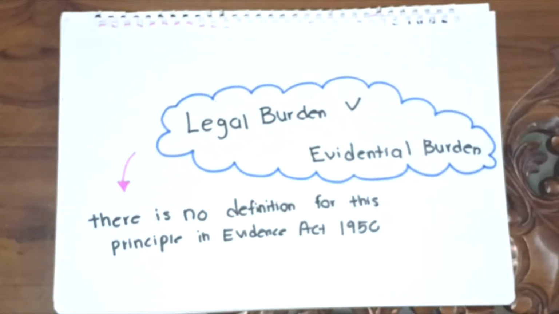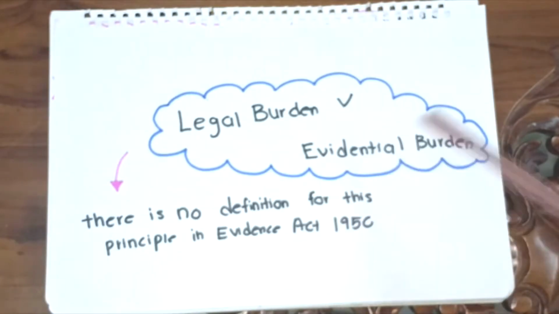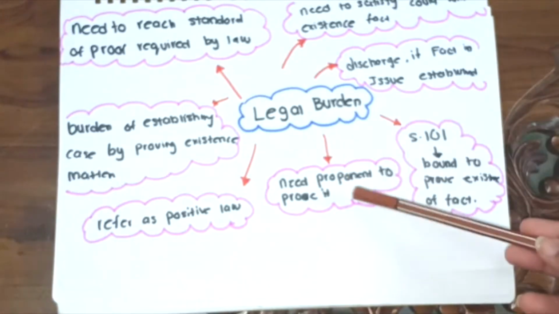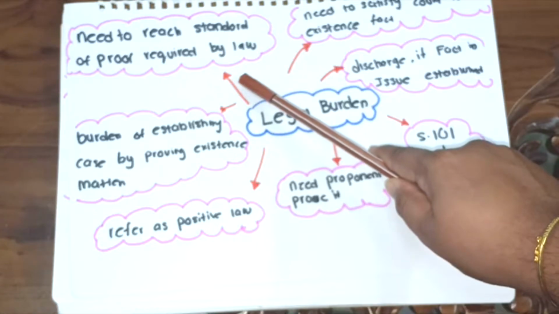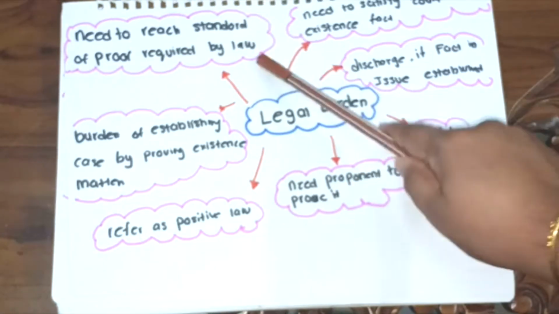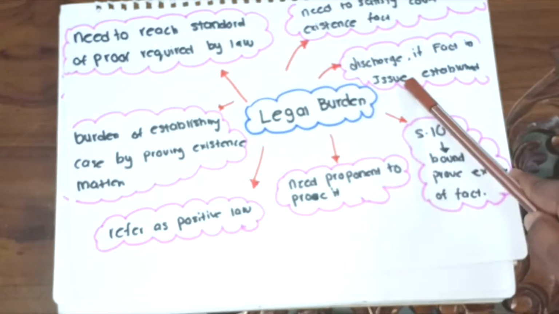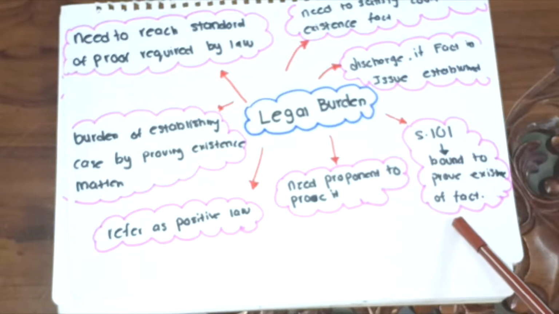Okay, now I shall be explaining about the difference between legal burden and evidential burden. As you know, there is no definition for these two principles in the Evidence Act 1950. For legal burden, the main keyword we need to focus on is that we need to reach the standard of proof which is required by the law. It also refers to positive law. It will be determined if the facts in issue have been established. Section 101 has explained about being bound to prove the existence of fact.